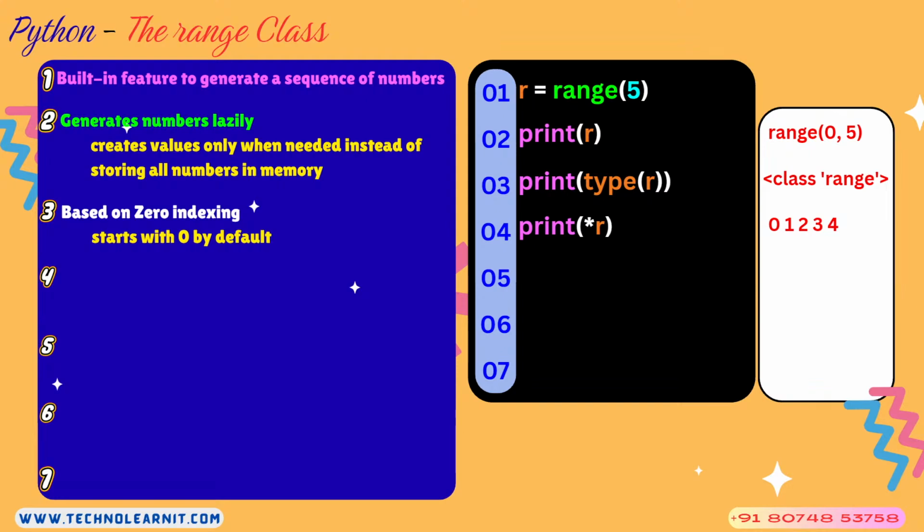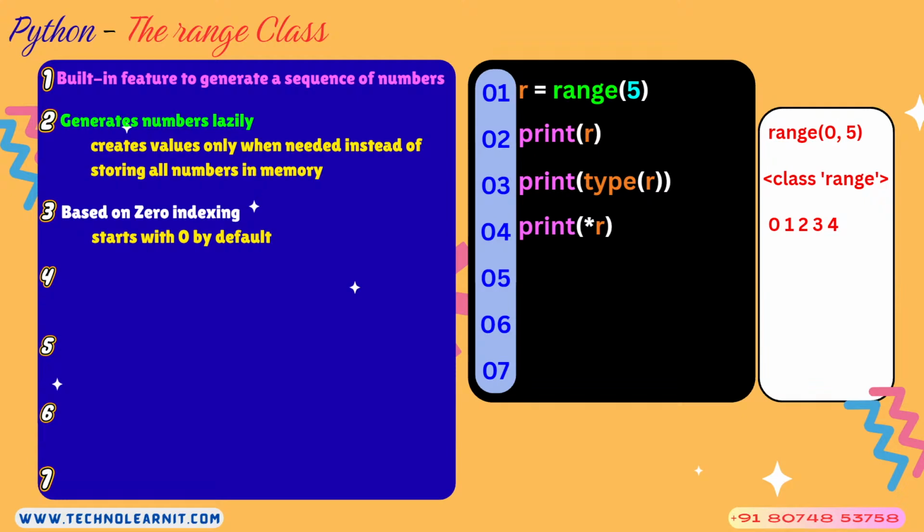As you see here, these are the numbers that are generated. This is a sequence of numbers generated automatically by the range class. Okay. So the meaning of range(5) is nothing but: please generate the numbers starting from 0. You didn't mention 0 anywhere. However, by default, it treats that it has to generate the numbers from 0.